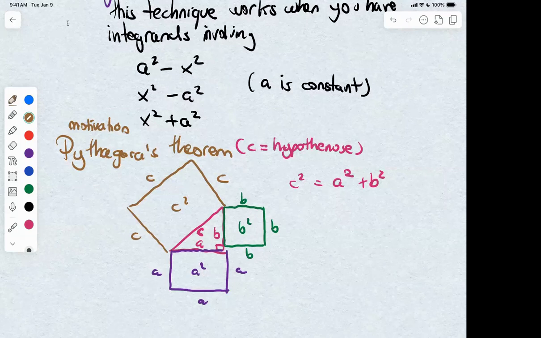There are tons of proofs of Pythagoras theorem. I think even now with machine learning, computers have found independent proofs that no one had thought of before. So it's something where you can always find a clever way to think about it.